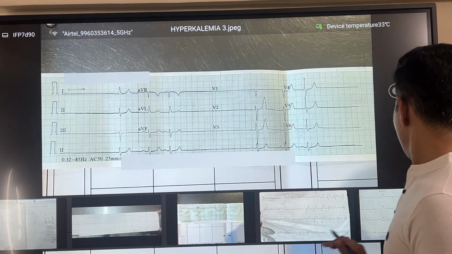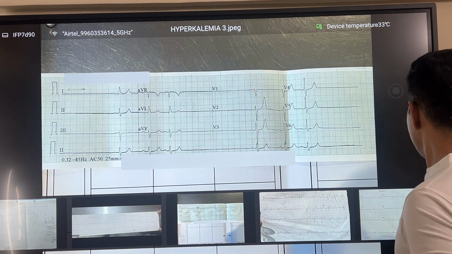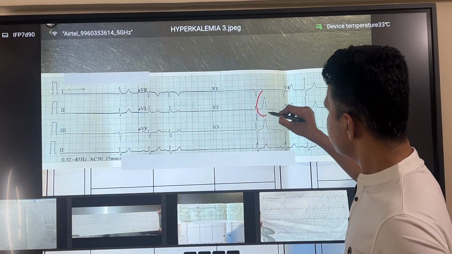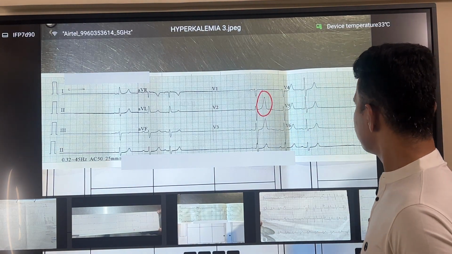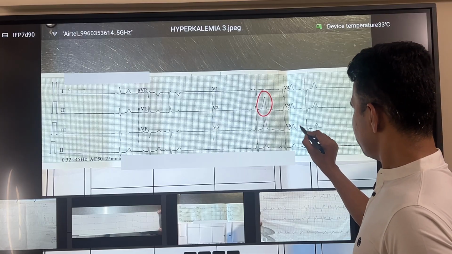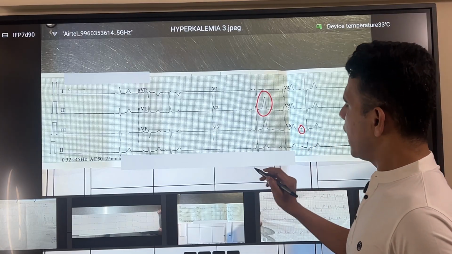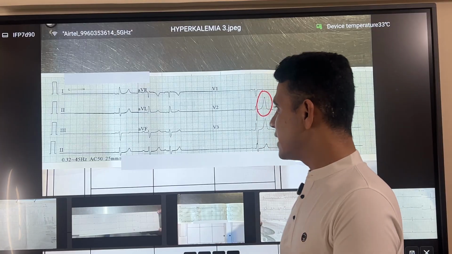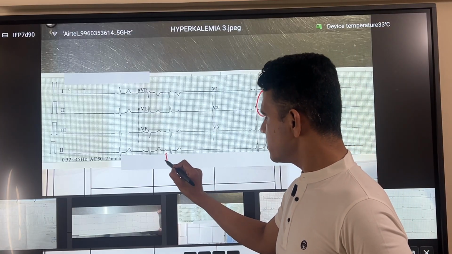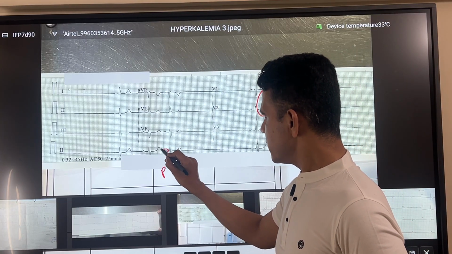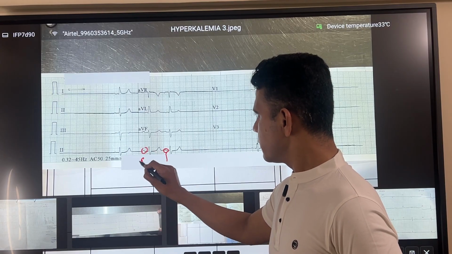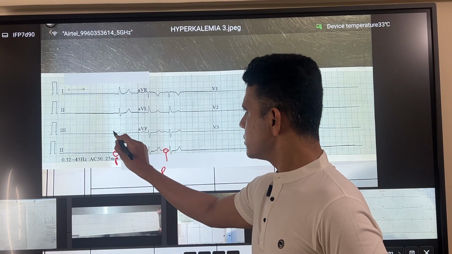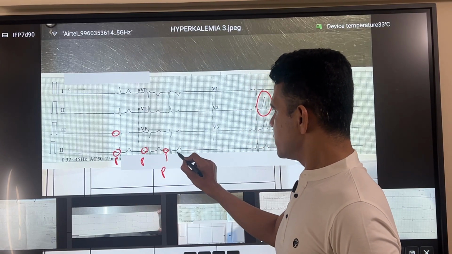So this is again one more very good example of hyperkalemia. You can see that T is very tall, symmetrical, peaking. The P wave is there, but it is kind of small. And there is one more finding here. We can see this is a P wave, this is a P wave, this is a P wave, this is a P wave, this is a T wave.